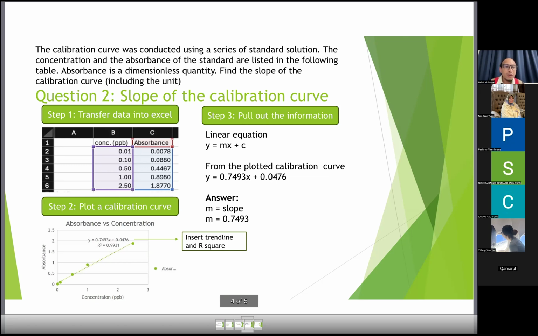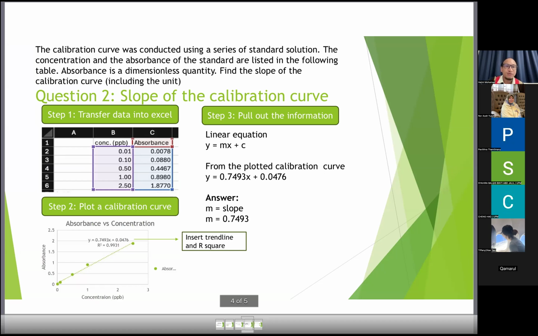From this plotted calibration curve, it is very simple. We know the linear equation is y equals mx plus c. So from this calibration curve, when we pull out the trend line, we got y equals 0.7493x plus 0.0476. The question asks for the slope, so m is equal to the slope. So the answer is 0.7493. Hand over to you, Han Yu Ching.